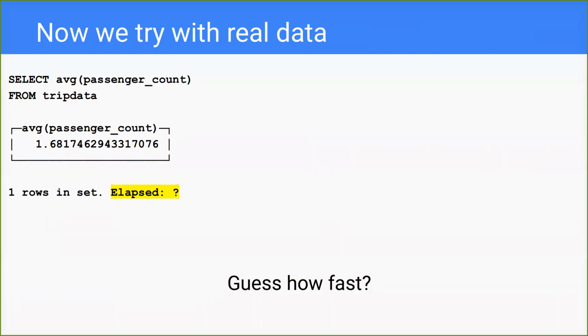Now we're going to go ahead and do this on the actual trip data set. So we're going to run an average on a number, passenger count. This is present in every single record, so we're not cheating. We're not skipping data. And we get an average of 1.6. That's pretty reasonable. That's about how many people you get on average in a taxi. And the question is, how fast is this? So I'll give you just a second to think about it. Is it going to be faster or is it going to be slower than that data that we generated in memory? And that was 3.4 seconds.